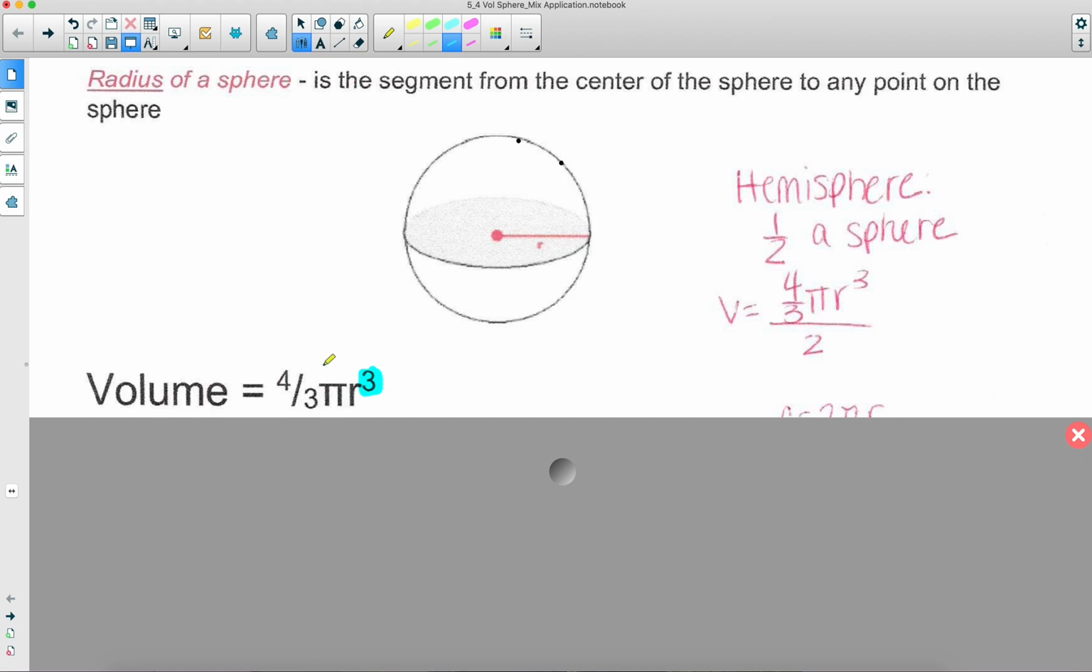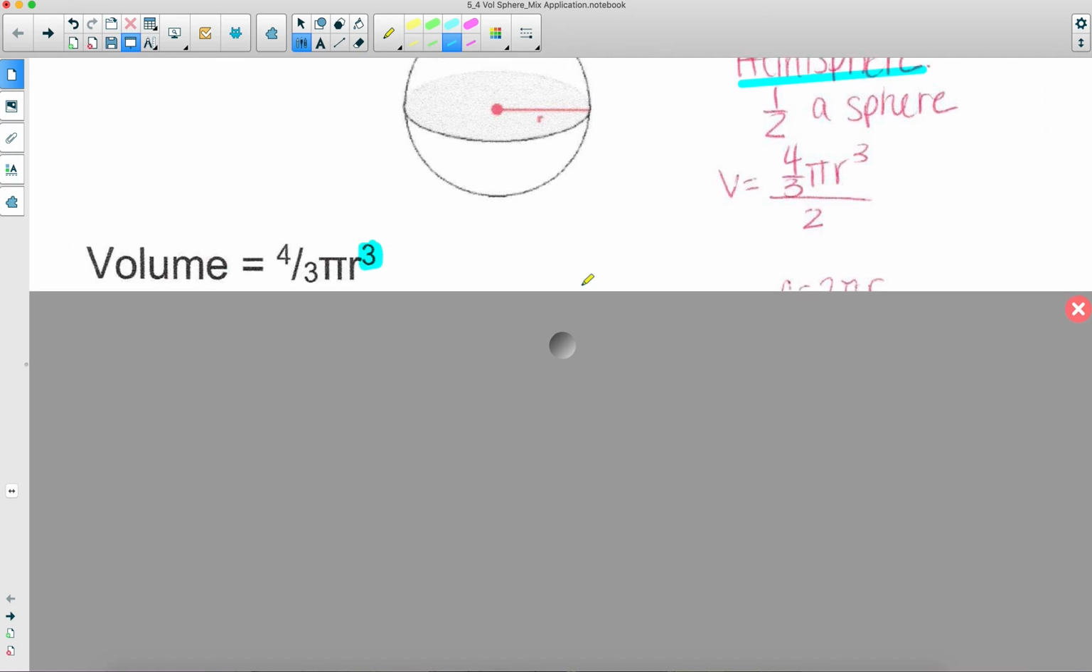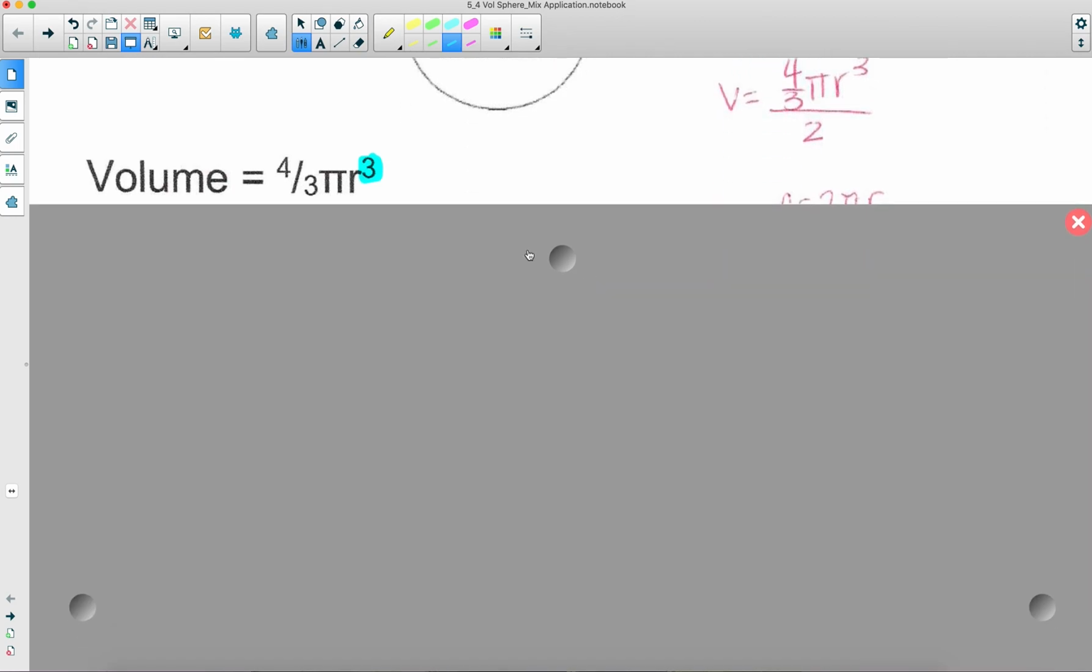In addition, it's only appropriate now to discuss a hemisphere. A hemisphere is half of a sphere. So if we take our volume formula and divide it by 2, that's the volume formula for a hemisphere. A hemisphere would be like this top portion of the sphere. Okay, so now we can jump right into some application questions.